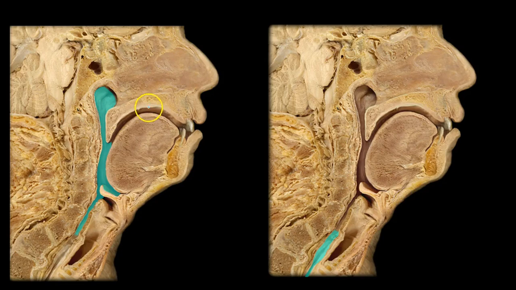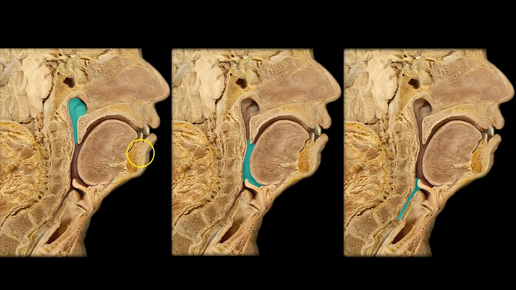So here again you can see the pharynx, nasopharynx, oropharynx, laryngopharynx, and then if you just continue the laryngopharynx, you are going to find the esophagus. So here we have the esophagus, which is part of the digestive tract, and is going to be found behind the trachea.